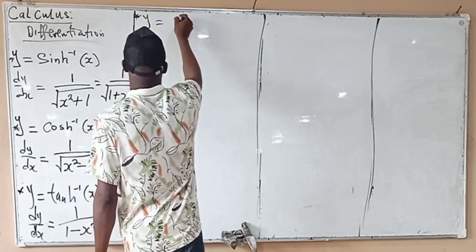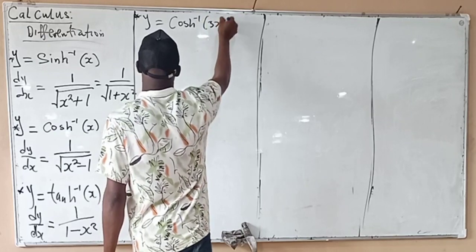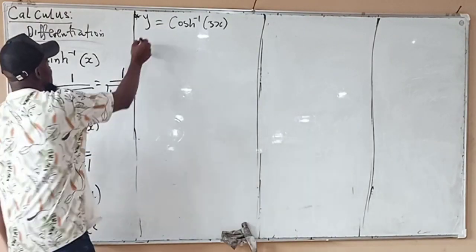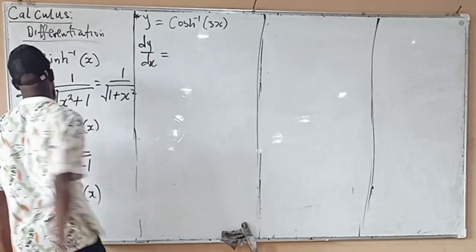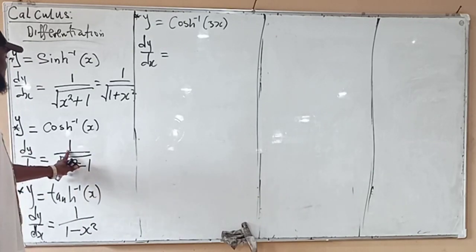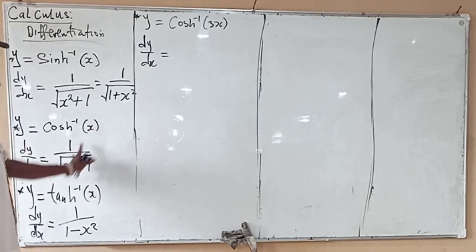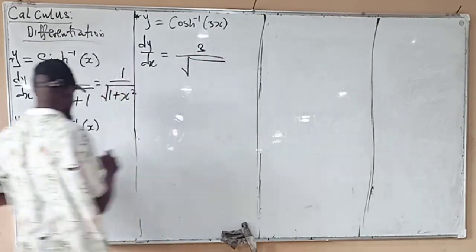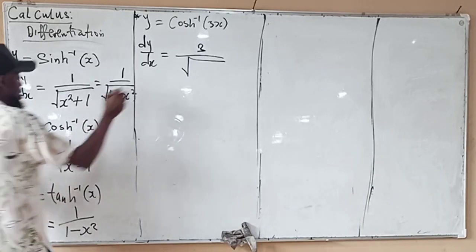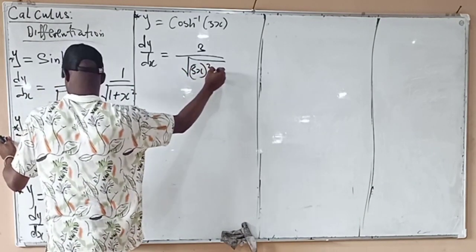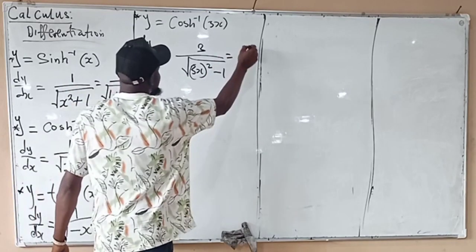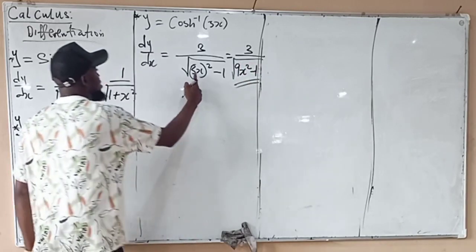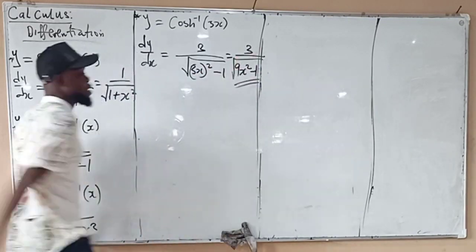If y is equal to, let's say, cosh inverse of 3x, what will be dy over dx for this? Now for cosh inverse, remember it is 1 over, how do we get this 1? Differentiate this x, get this 1, this x will be this f here. So differentiate this 3x, we have 3 over the square root of, what is acting as x there? 3x. You square the 3x, then minus 1. So we are going to have 3 over the square root of 9x squared minus 1. Answer. Remember 3 squared is 9, x squared is x squared, minus 1.